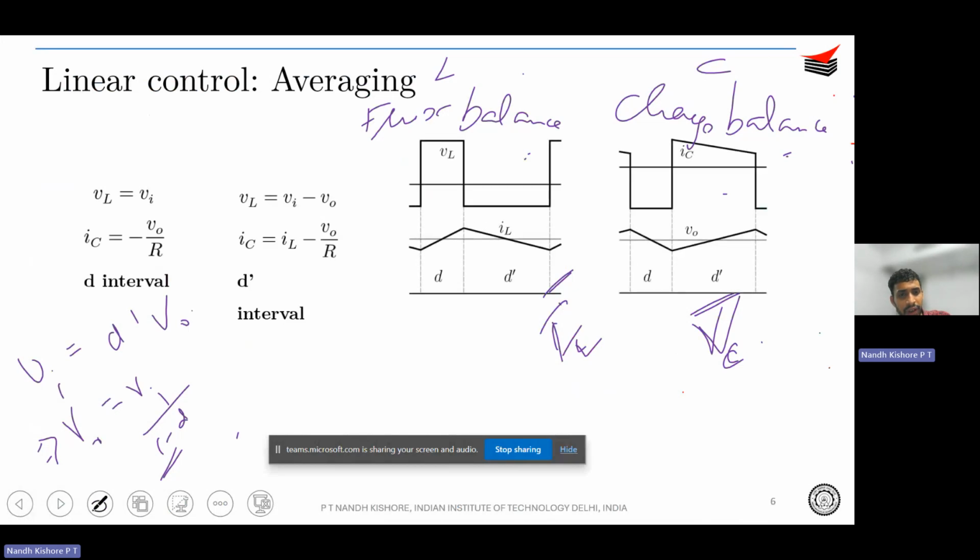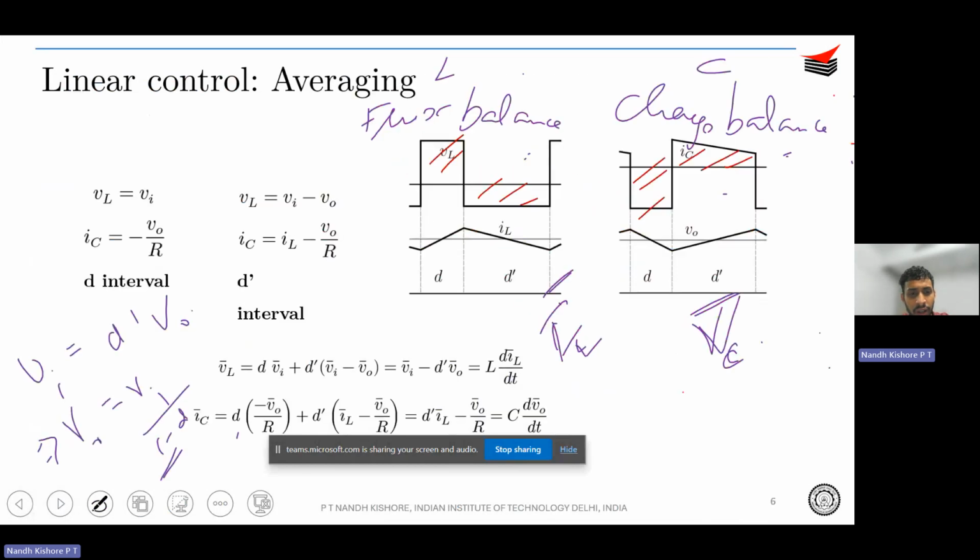Following which, what we told was, in steady state, your areas are the same, right? You have what is known as flux balance and charge balance, right? So your net L dI/dt is going to be 0 if you average it over one switching cycle, or one Fs.